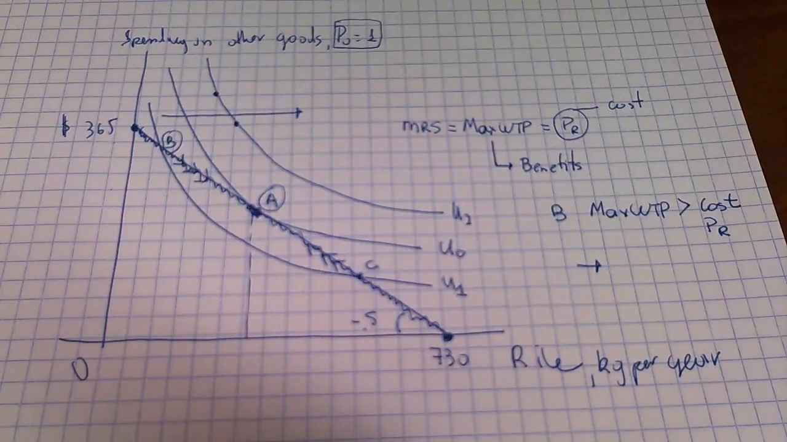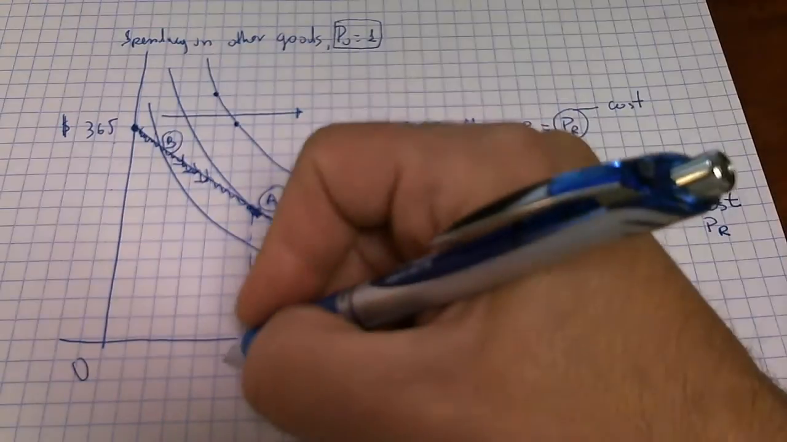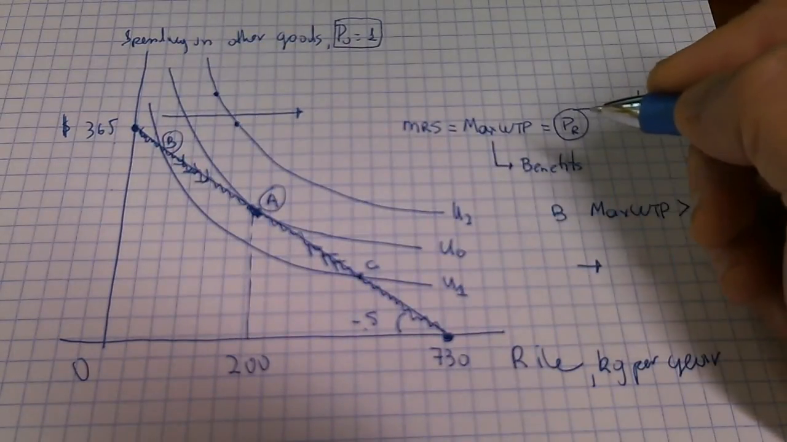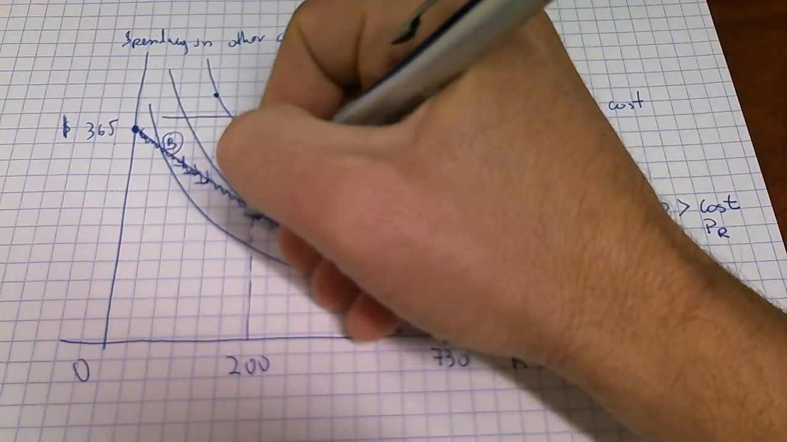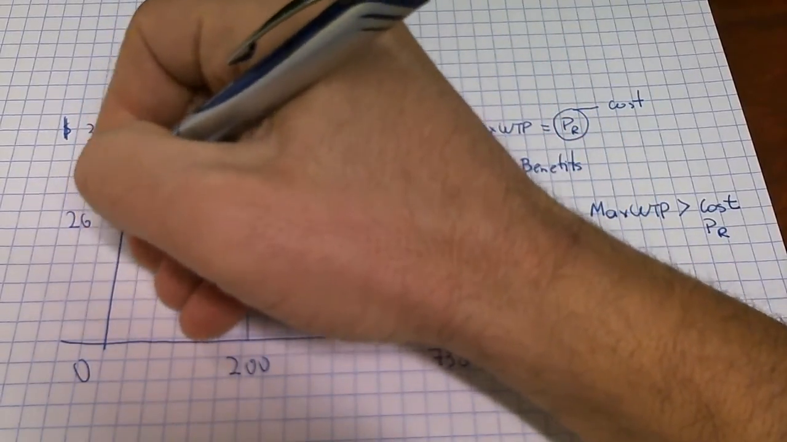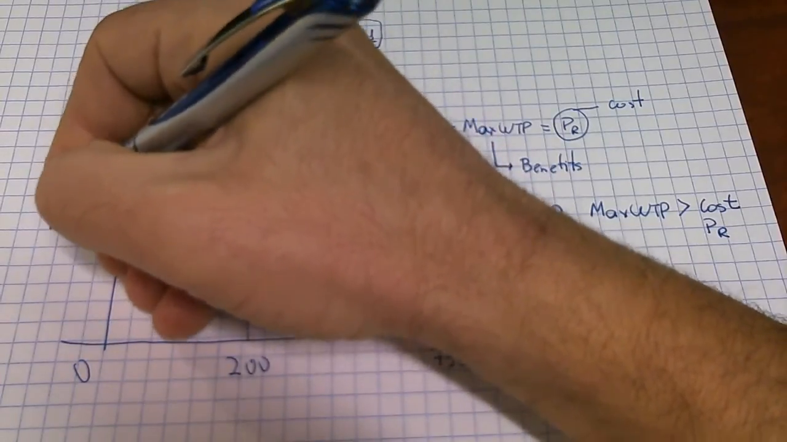And that's it. The optimum is at A, so he consumes, I don't know, 200 kilograms of rice, and he spends therefore $100. So he's left with $265 to spend on other goods.